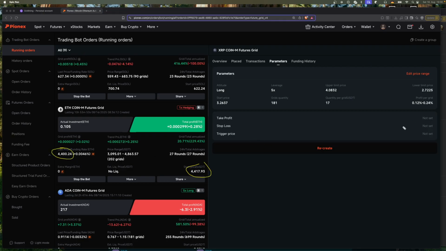If we would be, for example, at 4,450, it would look exactly the other way around. So this would be red and the dollar would be green.